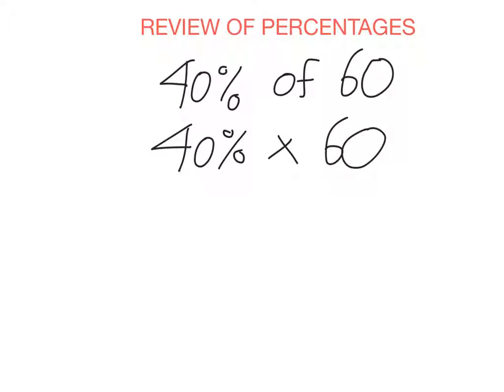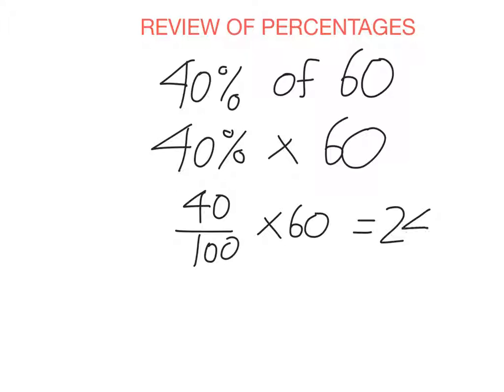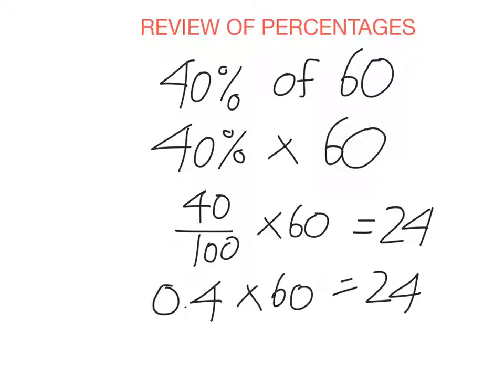So what you have to do is take the percentage and change it into a fraction or a decimal. So what I would put in my calculator is 40 over 100 times 60. Put it in your calculator just like that, and the answer is 24. If you prefer to work with decimals, you could have written 40% as 0.4 times 60. Again, put it on your calculator, and the answer you get is 24.